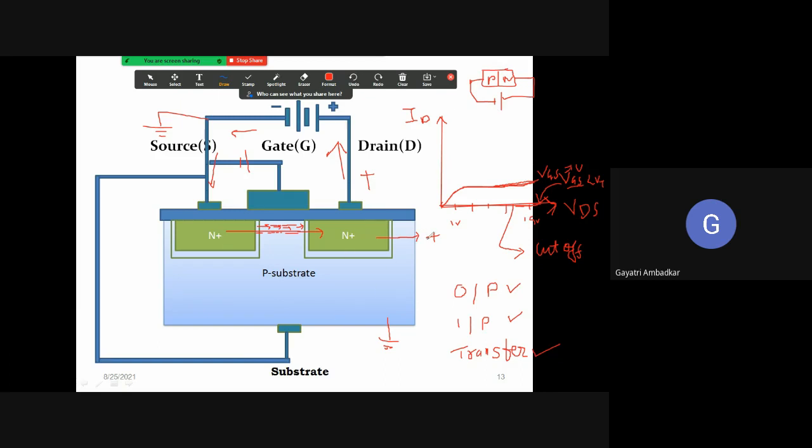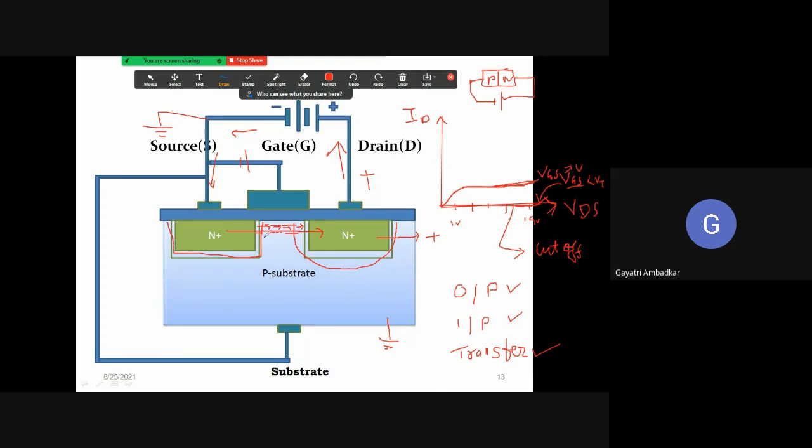This N region is positive, and with respect to the substrate, this drain is more positive. As you increase the drain voltage, it becomes more and more positive. That means the reverse bias at this junction is increased highly. Therefore, the depletion layer here will be more as compared to the depletion layer which is establishing here.